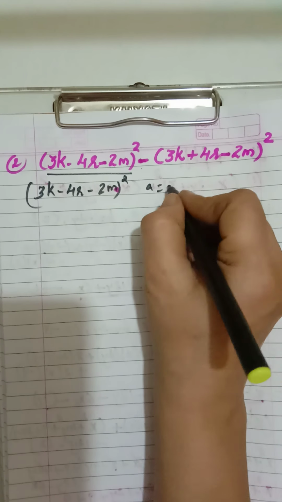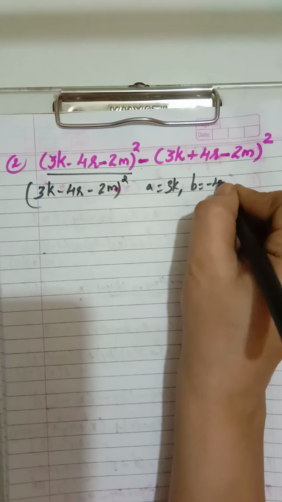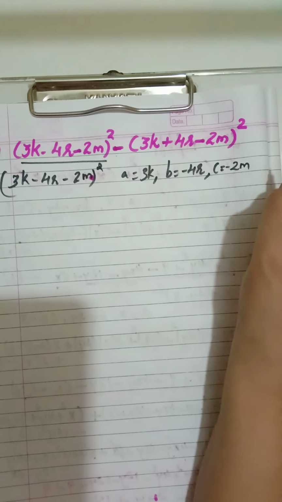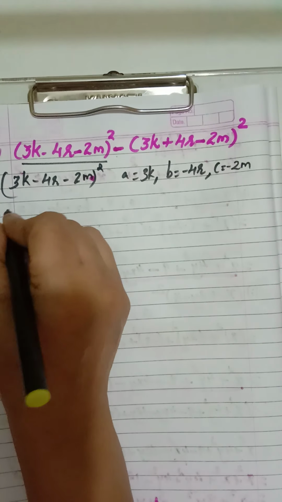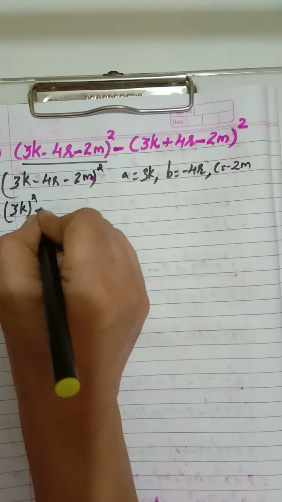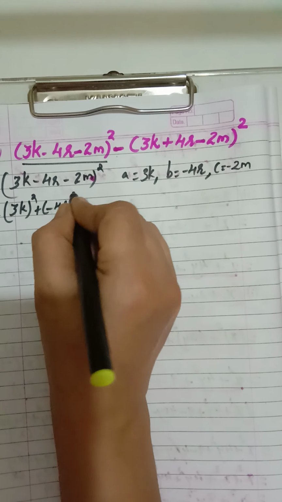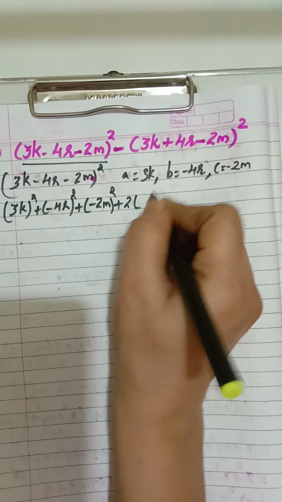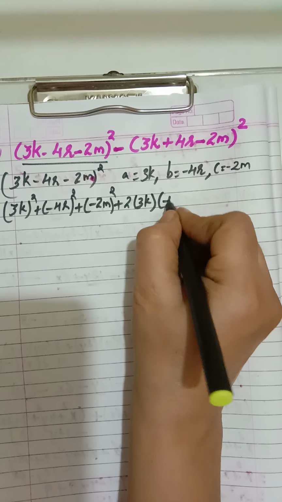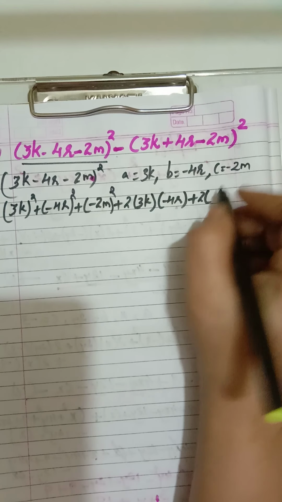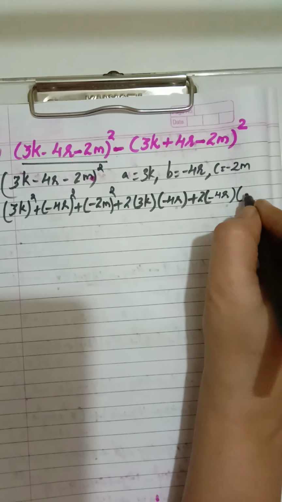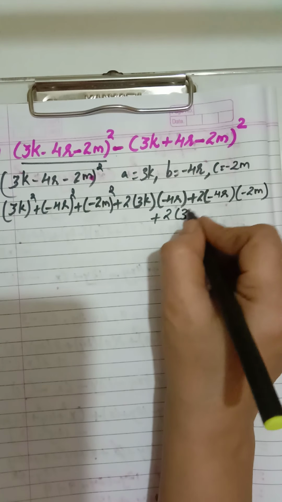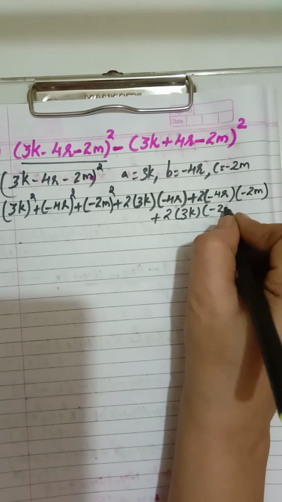Now here a is equal to 3k, b is equal to minus 4r and c is equal to minus 2m. Clear? Now let us start with a square, so it will be (3k) whole square plus (minus 4r) whole square plus (minus 2m) whole square plus 2ab, that is 3k into minus 4r, plus 2bc, that is minus 4r into minus 2m, plus 2ac, that is 3k into minus 2m.